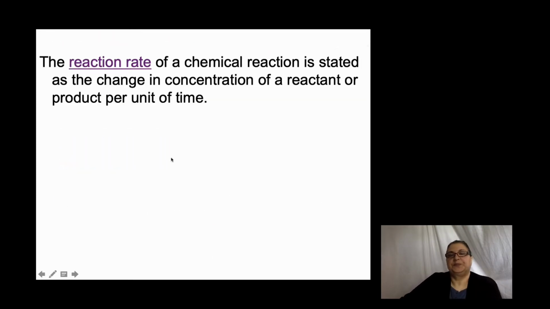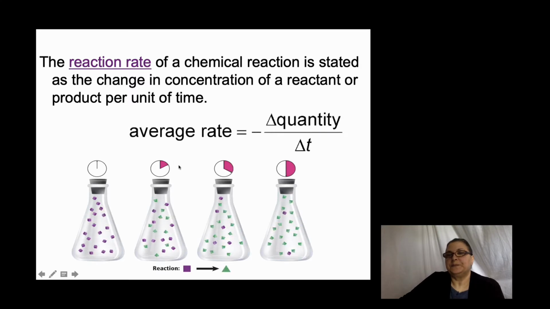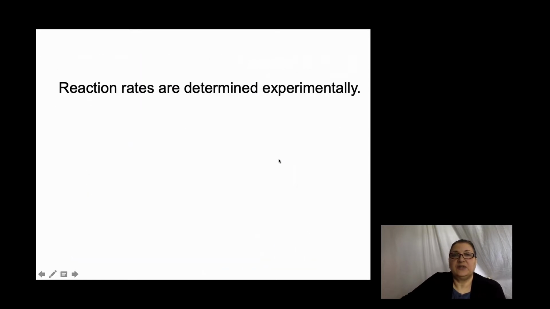Reaction rate: the change in concentration of a reactant or product per unit time, generally calculated and expressed in moles per liter per second. So it's a change in concentration, the change in quantities over change in time. And the time is usually seconds, but sometimes it can be minutes. You just have to pay attention to what they're asking for and what's given to you.